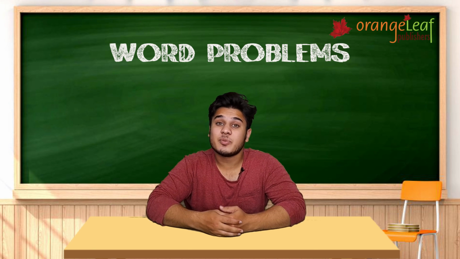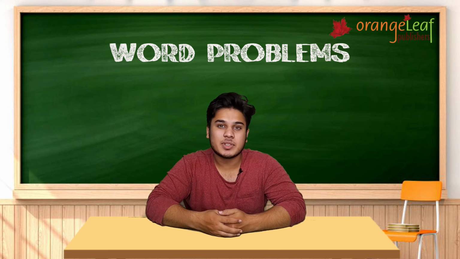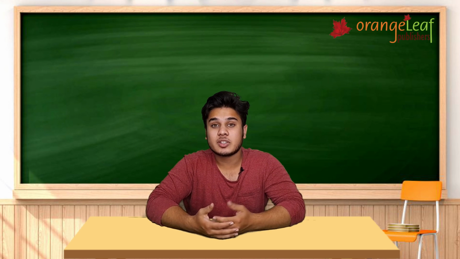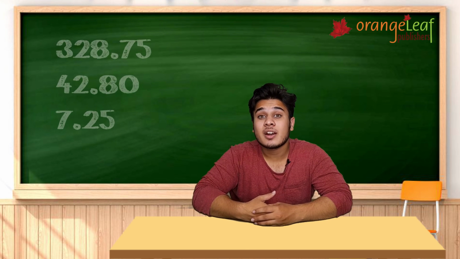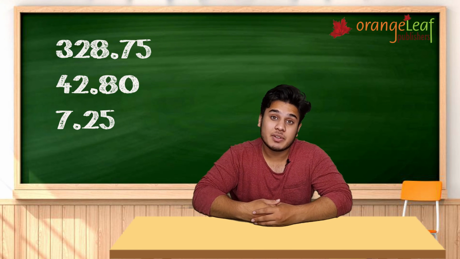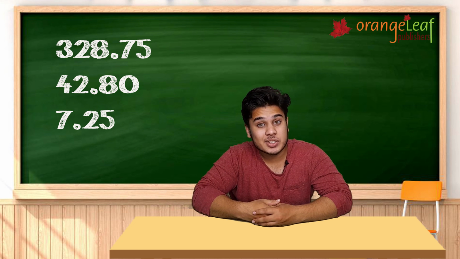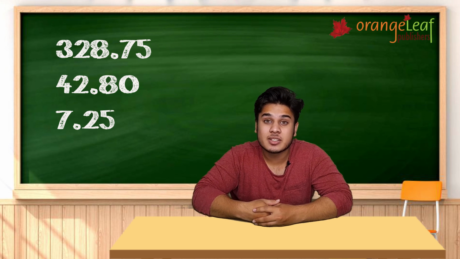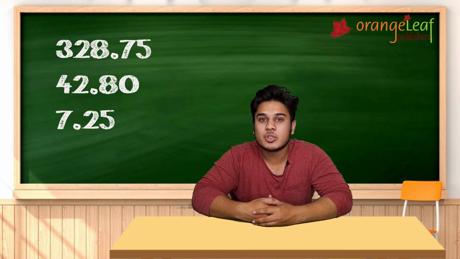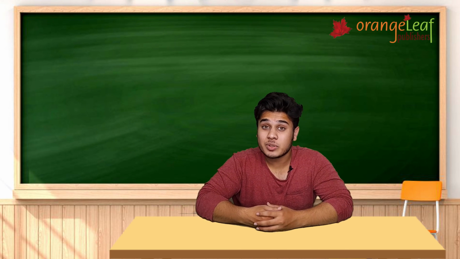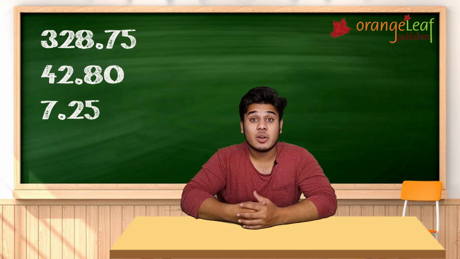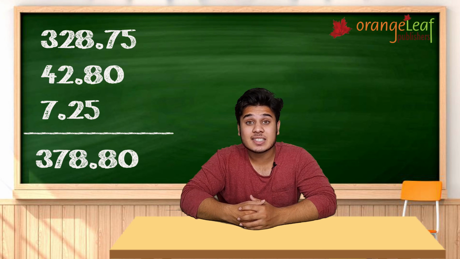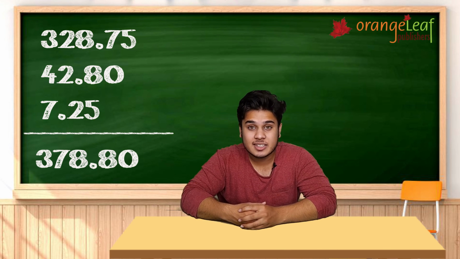So let's try and solve some word problems. I'll help you with the first one. Rohit bought 3 bags. The first cost him 328.75 rupees. The second cost him 42.80 rupees and the third 7.25 rupees. How much did he pay in total? As you would have noticed, we need to add the 3 numbers. On addition, we get the answer as 378.80 rupees.